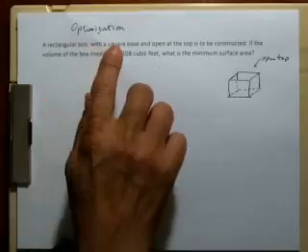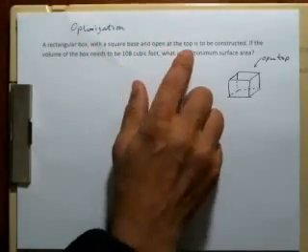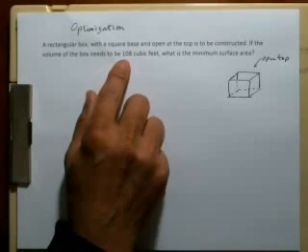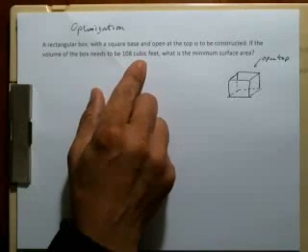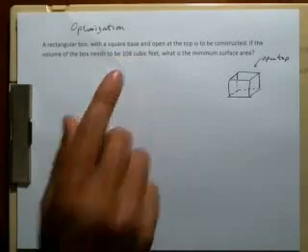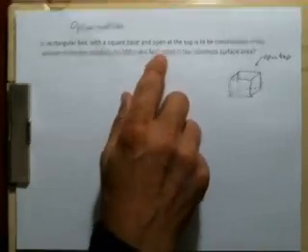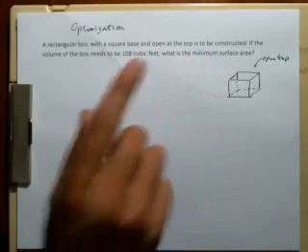A rectangular box with a square base and an open top is to be constructed. If the volume of the box needs to be 108 cubic feet, so this is your constraint. It is constrained by the volume, which is 108 cubic feet. What is the minimum surface area?